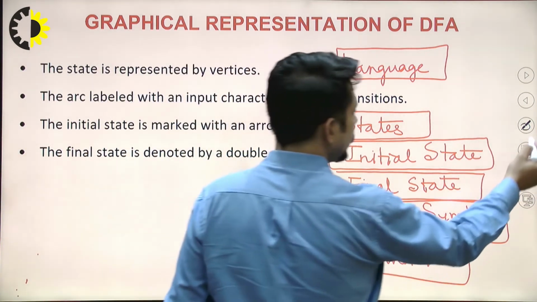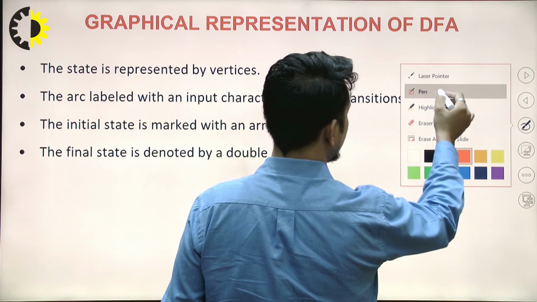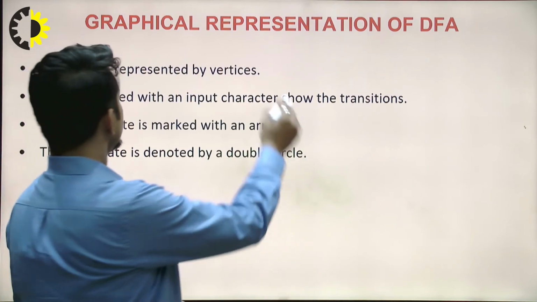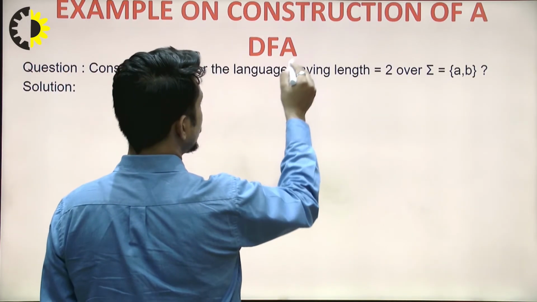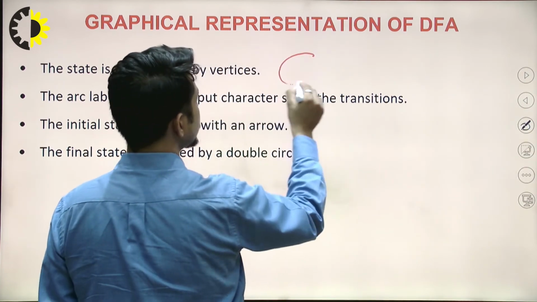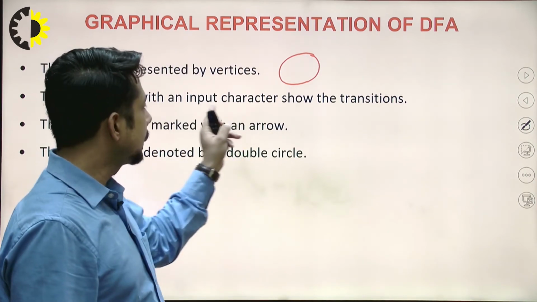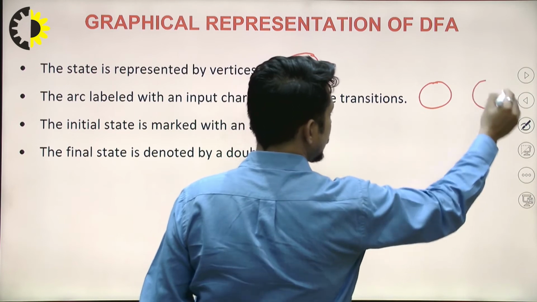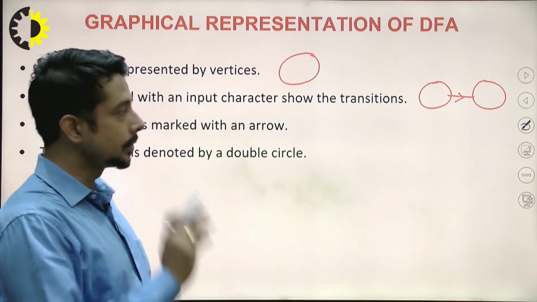If we look into the representation part, the state is represented by vertices. So how will I represent the states? The states will be represented by circles. Then the arc labeled with an input character shows the transitions. That means if I have one state and another state, the transition will be represented by a directed arc, a directed line. These will show the transitions.